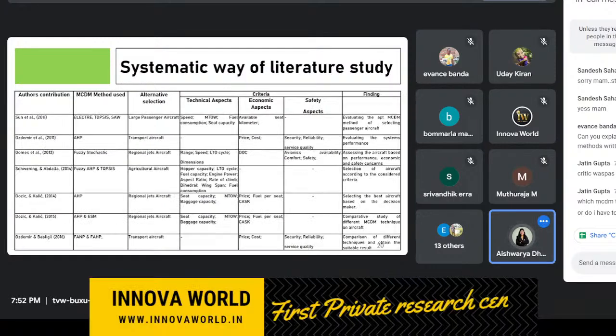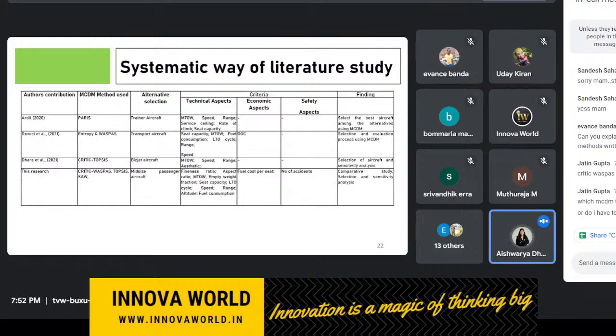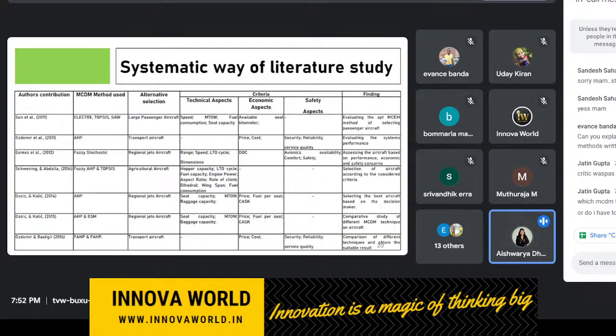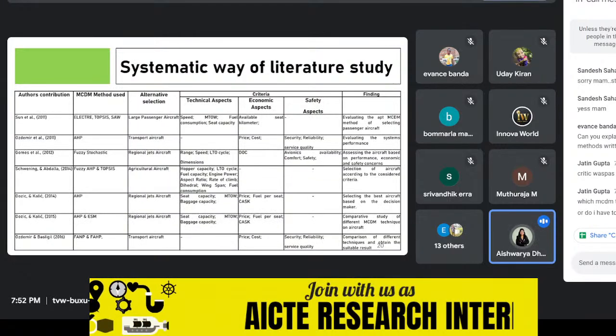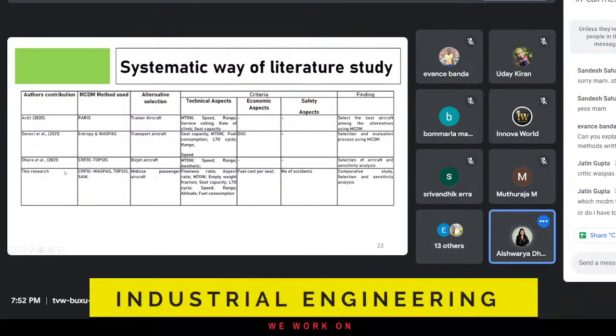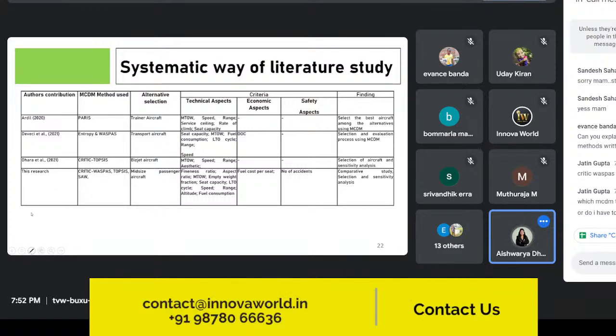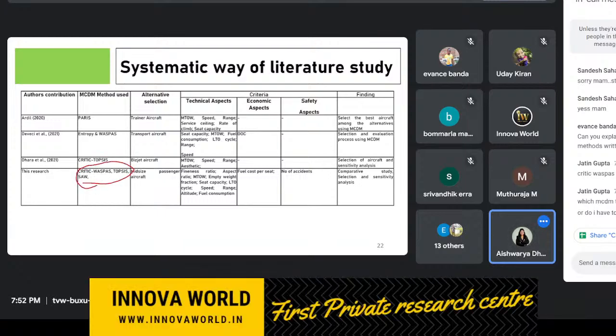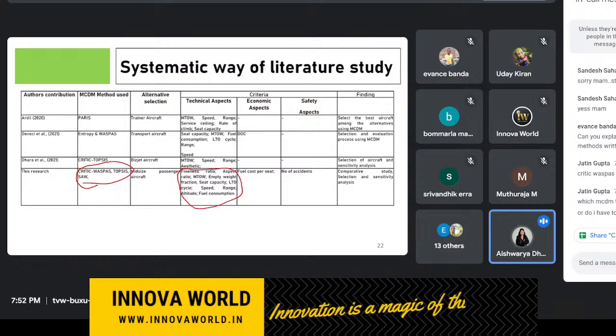So this study is a continuation from this slide to this slide; it is a continuous table. Here the main objective of my study is the research gap. In this research, what are the critical things that I am showing here? One is my objective. Second is the parametric study.